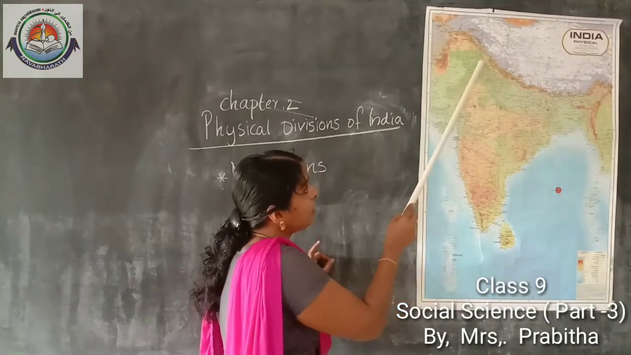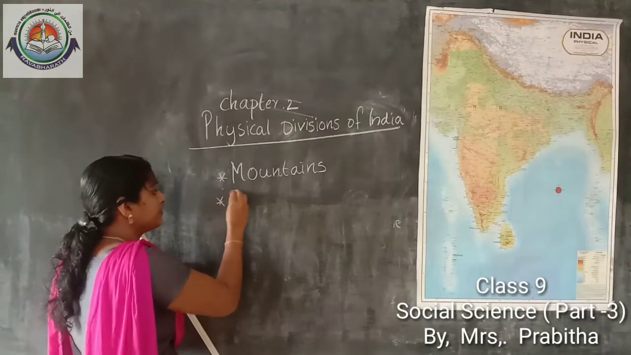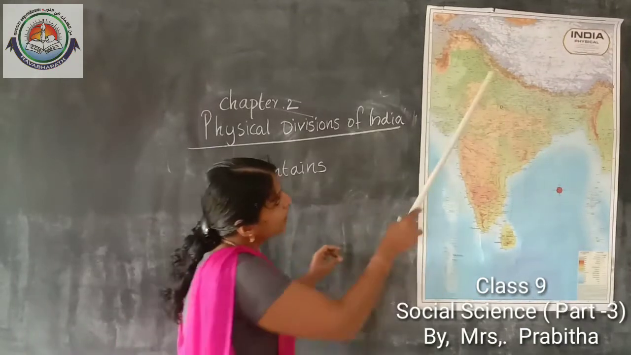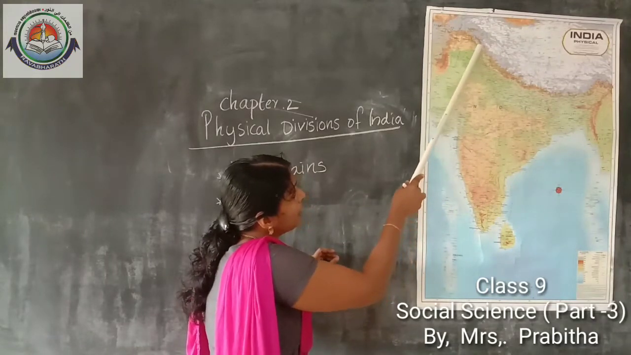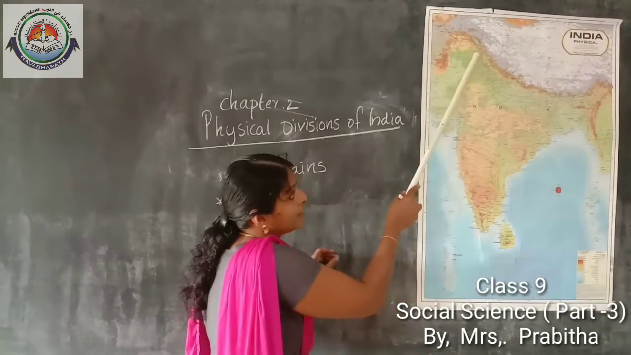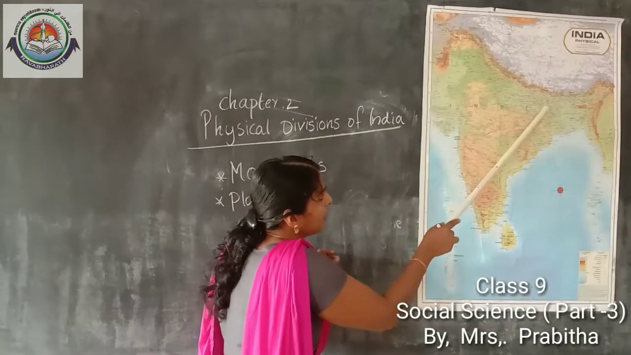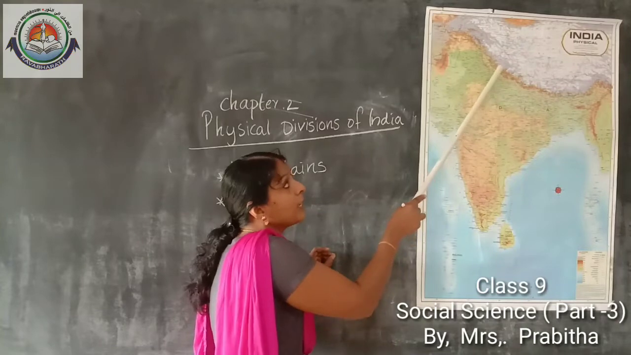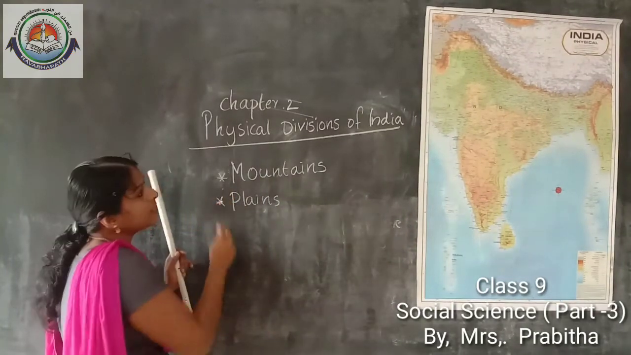Okay, then the second one is plains. The second physical feature is plains. Yes, just below the northern mountain, you can see a green colored area. Plains are indicated by green color in the map. This green colored area is in the south of the northern mountain. South of the northern mountain it is plains. So the second one is plains.